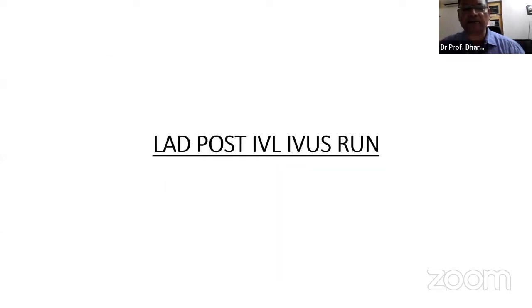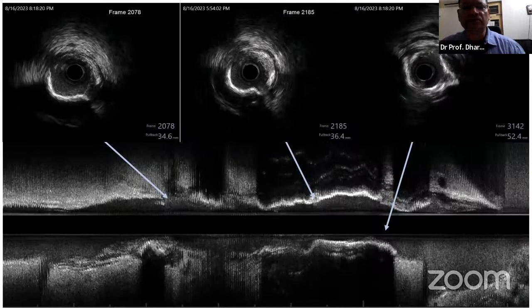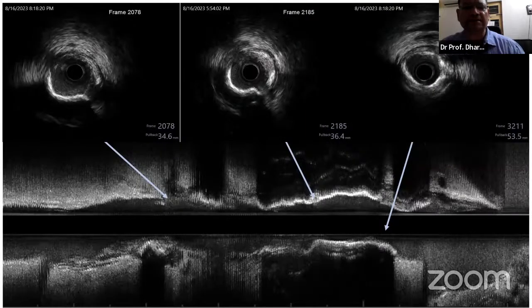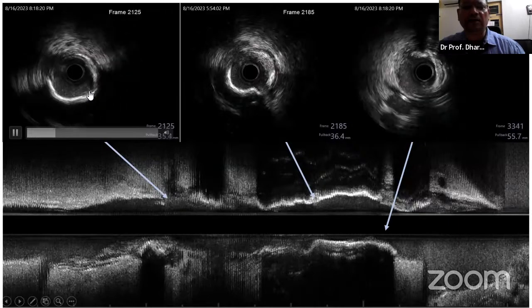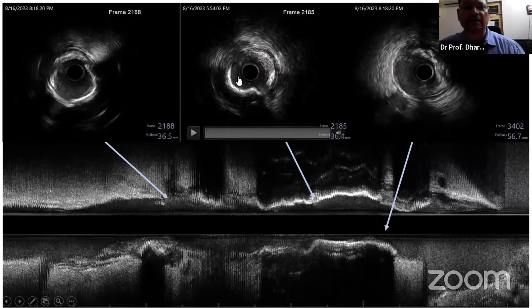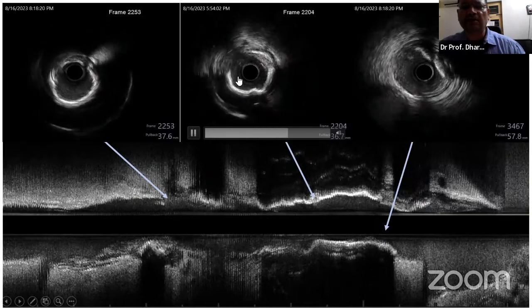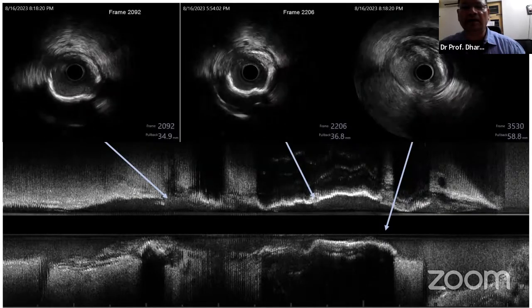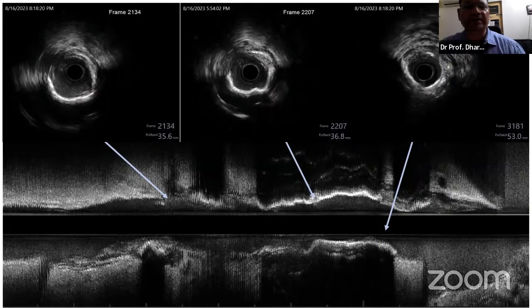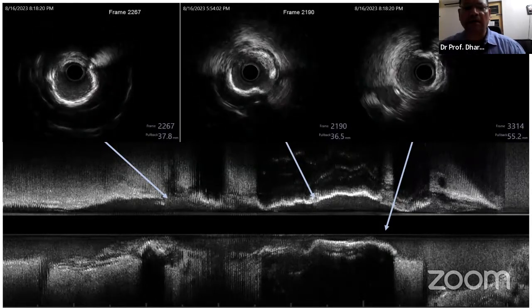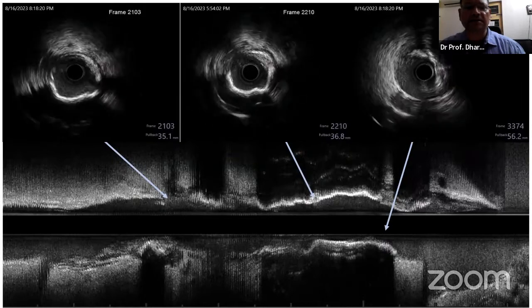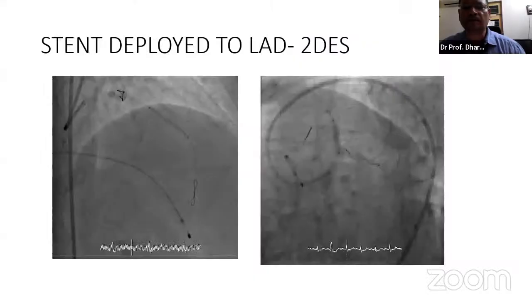Then we did the post-IVL IVUS also, just to see what happened to the various calcific nodules. You can see here that all the calcium was fractured at various places by this IVL. Those rings were not there. Now it's fractured calcium, and the lesion is ready for stenting.